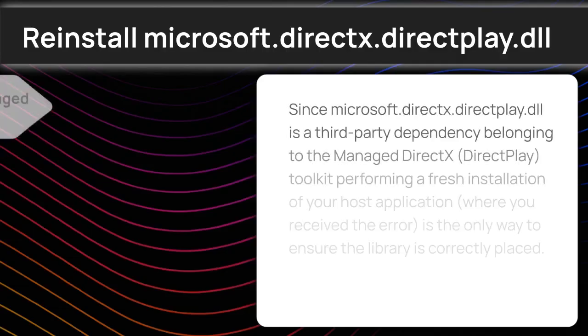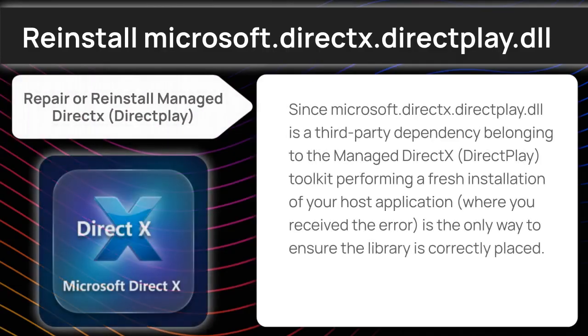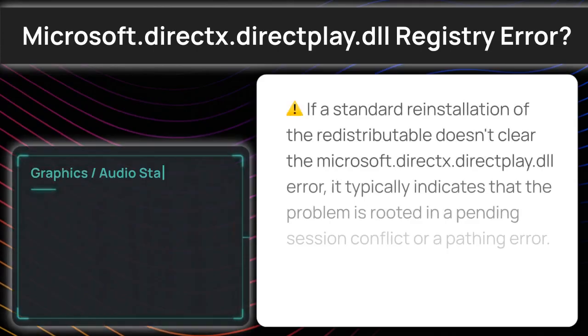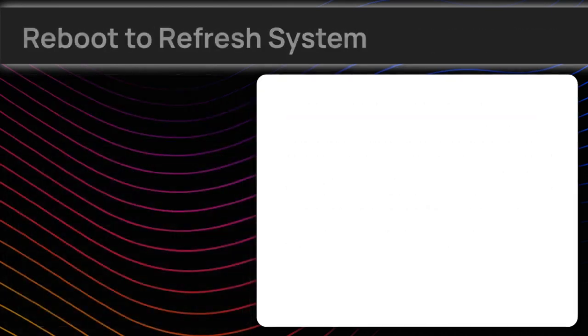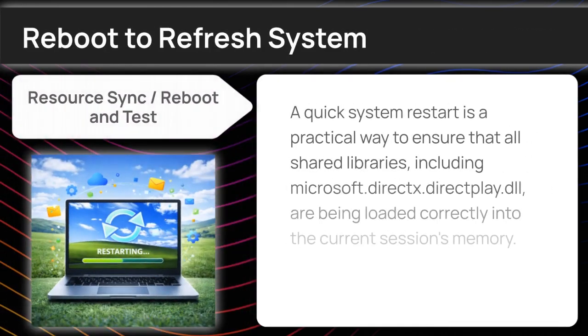Since Microsoft.DirectX.DirectPlay DLL is a third-party dependency belonging to the Managed DirectX DirectPlay toolkit, performing a fresh installation of your host application where you received the error is the only way to ensure the library is correctly placed. If you're still seeing the missing file notification, we should attempt to force a synchronization between the software and the OS. A full system restart clears the temporary memory cache and allows Windows to attempt a fresh initialization of all required libraries, including Microsoft DirectX DirectPlay.